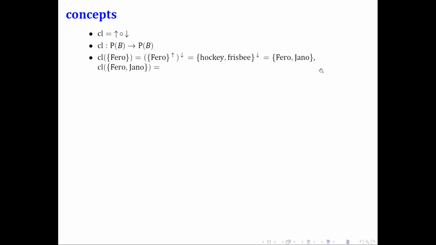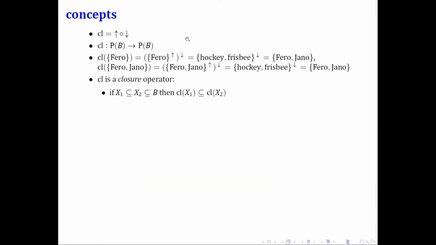Start was ferro and the goal was ferro and piano. And another example, if we start from ferro and piano, again we obtain hockey and frisbee, and again we obtain ferro and piano. We can see that in the first example, the original is not equal to the end, and in the second example, the start is equal to the end. It's very important for this method. CL is a closure operator. It means it has these three properties.